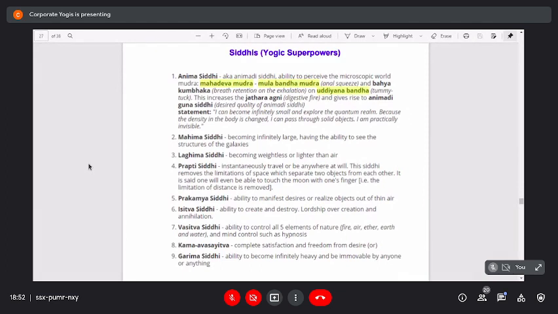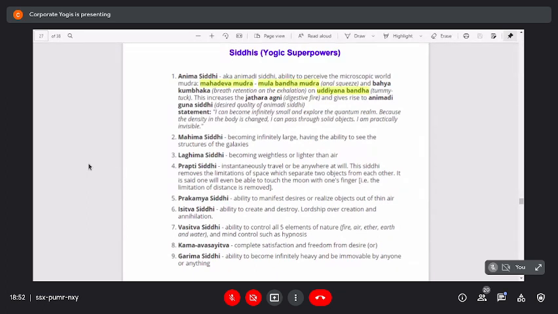Mahima Siddhi means you become infinitely large, even larger than the structure of the galaxy. If you recall some of the stories from the Ramayana and Mahabharata, you will see these. Laghima Siddhi means you become weightless like light or air. Prapti Siddhi means you are able to travel anywhere within a fraction of a second.